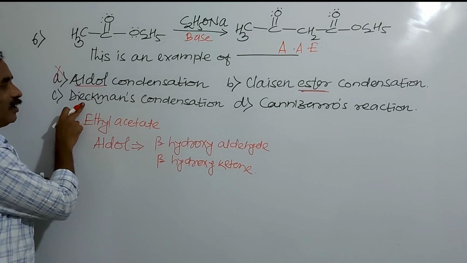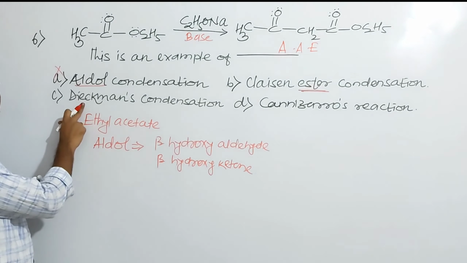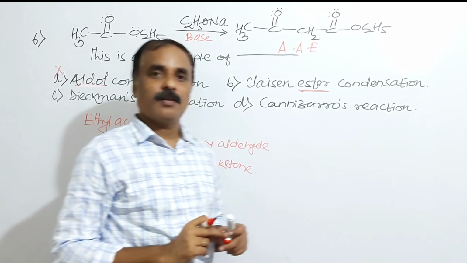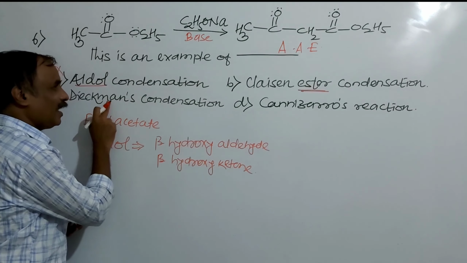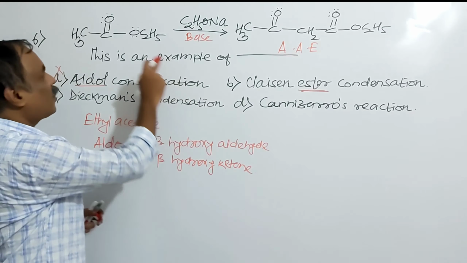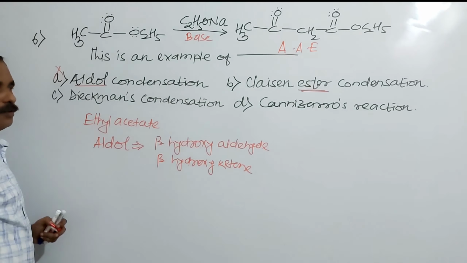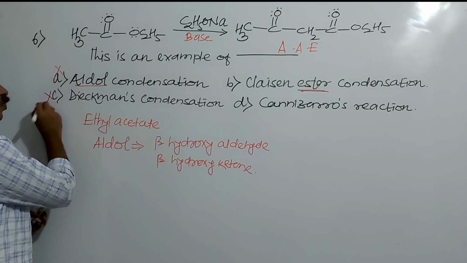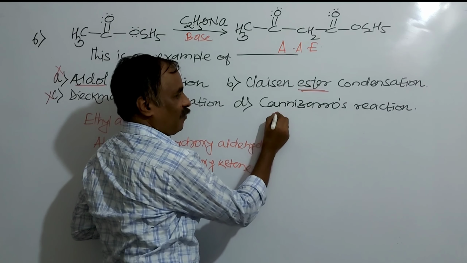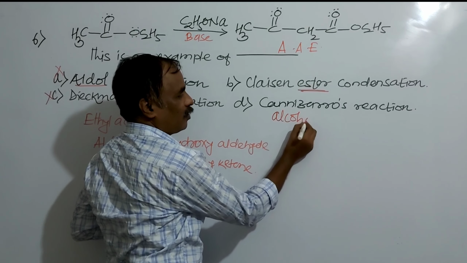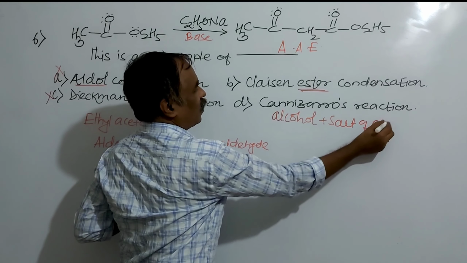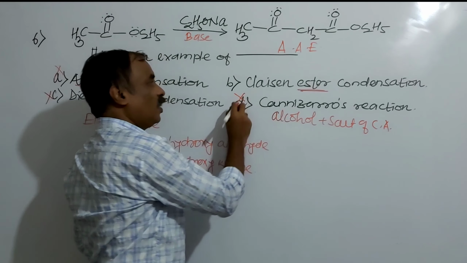We'll see about Dieckmann's condensation. Dieckmann's condensation is the intramolecular Claisen ester condensation. This is not intramolecular, so this option is ruled out. And in Cannizzaro reaction, we know that there is formation of alcohol and the salt of a carboxylic acid, so this option is ruled out.